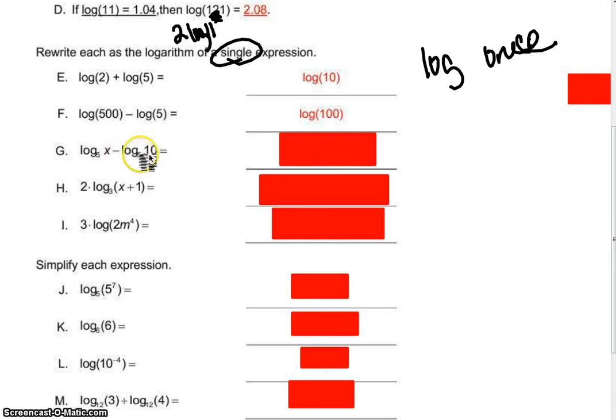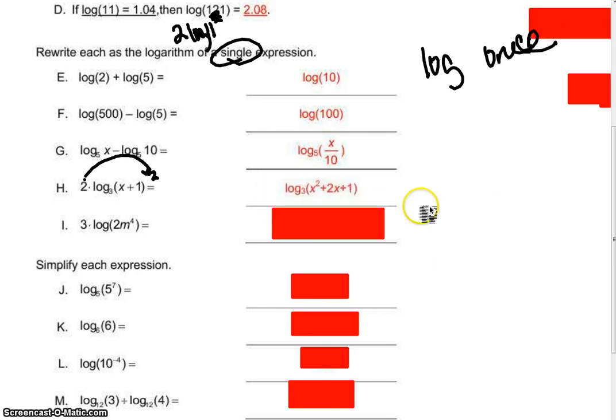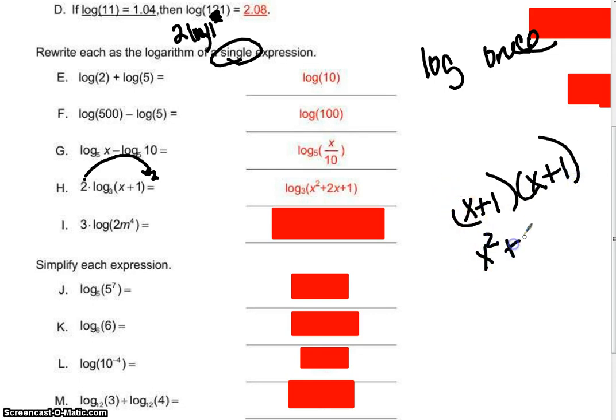Subtraction becomes a fraction, and so x over 10, and it is log base 5, so log base 5 of x over 10. You've got to move your number at the front over here to be an exponent. So this would be log base 3 of x plus 1 quantity squared. Where did they come up with that? They actually said x plus 1 times x plus 1. Distribute, and you get x squared plus 1x plus 1x plus 1. These combine, and that gives you the 2x.